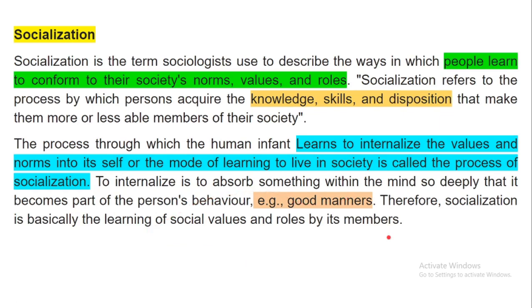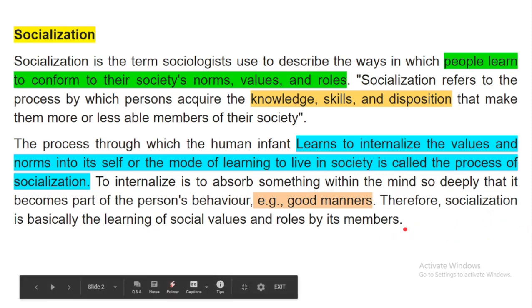Like good manners. Manners we learn from families. So those who grow up in a good socialization process, they have very good manners, and those who grow up in a bad socialization process, their behavior or their manners are not up to the mark. So therefore socialization is basically the learning of social values, rules by its member.